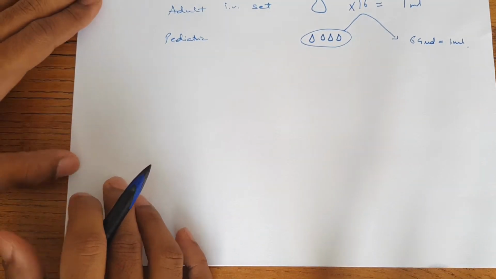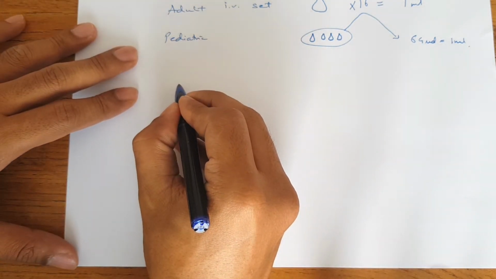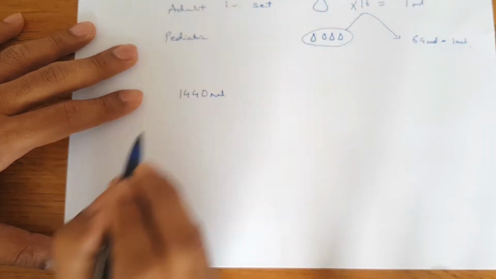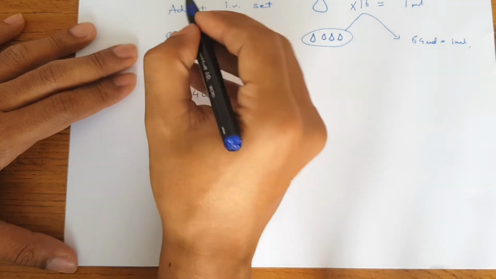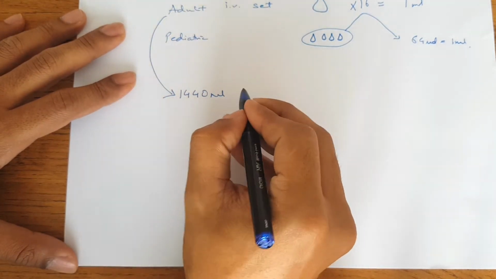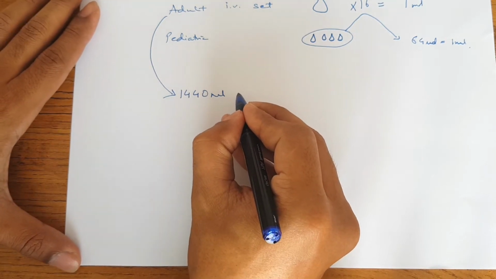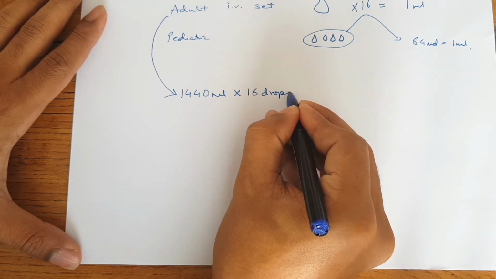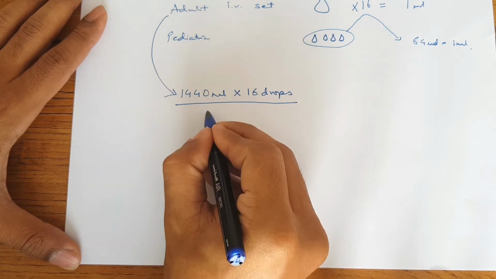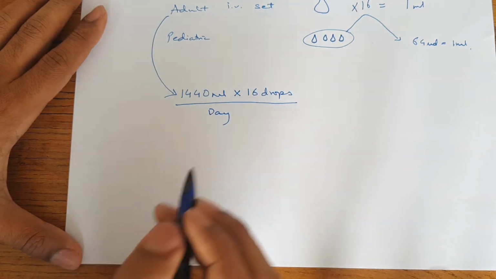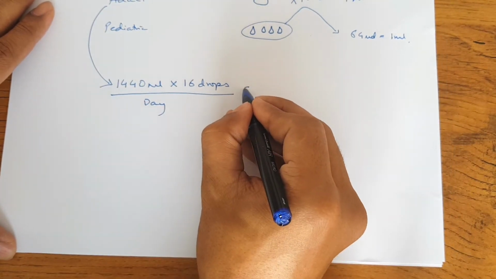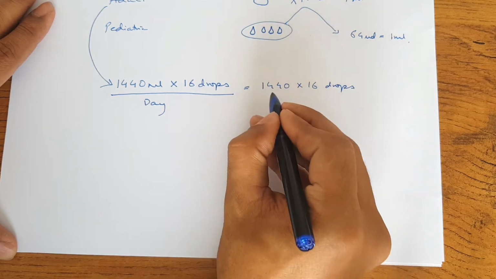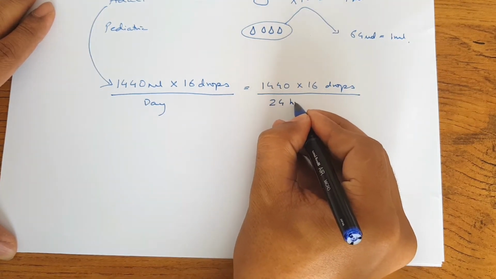Alright, so now if you want to give 1440 ml of IV fluids, we're talking about the adult one. If you want to give 1440 ml of IV fluids, then you are actually giving 1440 into 16 drops in 1 day. So that will be 1440 into 16 drops in 24 hours.